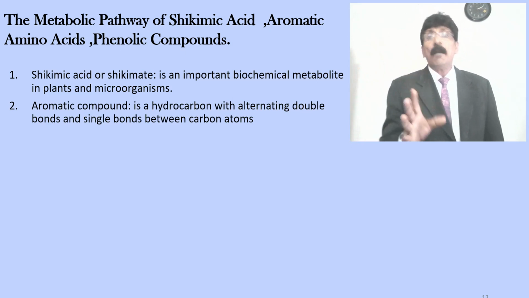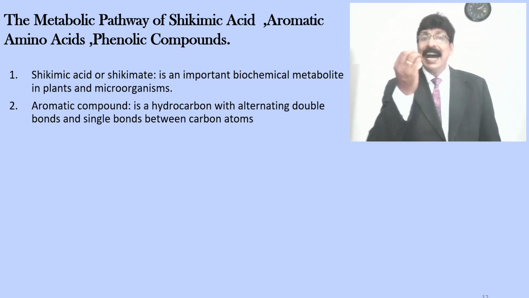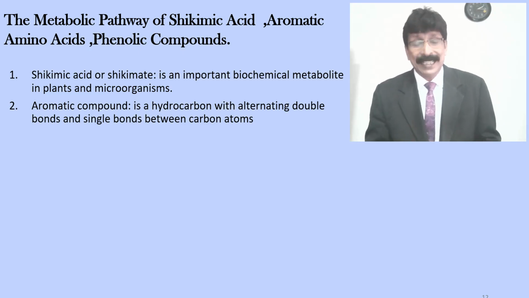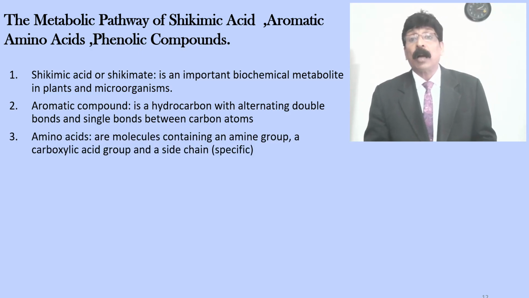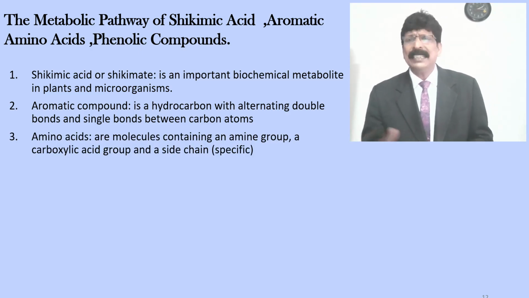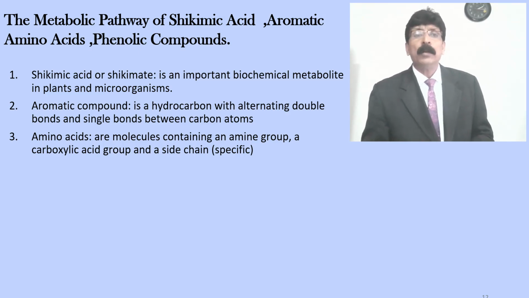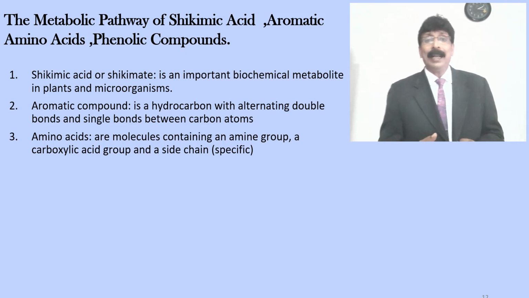Aromatic compound is a hydrocarbon. What do you mean by aromatic compound? Why are you telling that shikimic acid can produce aromatic compounds? Aromatic compound means a hydrocarbon with alternating double bonds or a conjugated double bond system inside the ring, and a single bond between carbon atoms. Benzenes, very simple. Amino acids: the molecule containing an amino group, a carboxylic group, and a specific side chain.